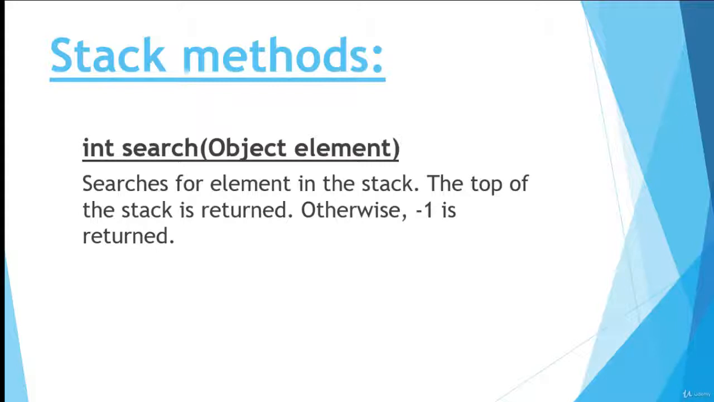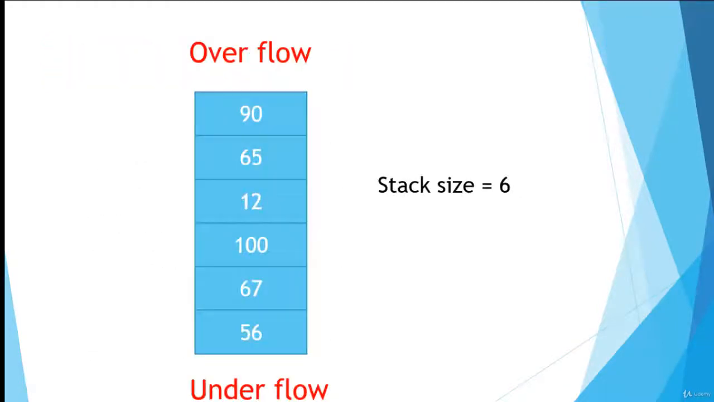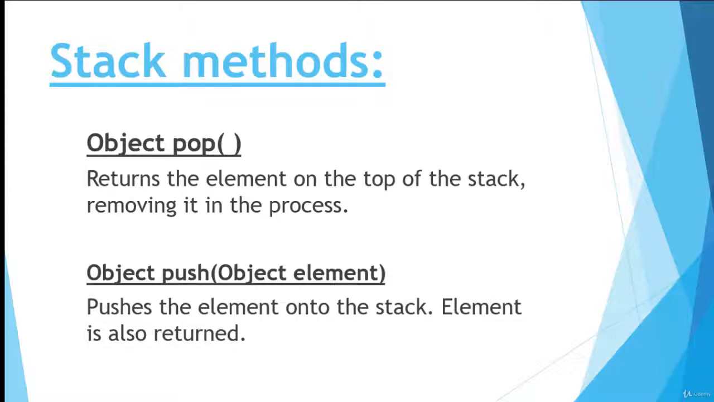At last we have a search method in the stack in which we pass our element. It searches for the element in the stack. If found, the position from the top of the stack is returned, otherwise -1 is returned. So this is the search method. These are the 5 methods in the stack.